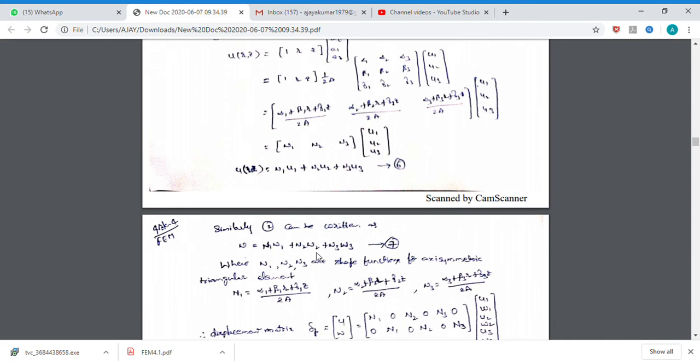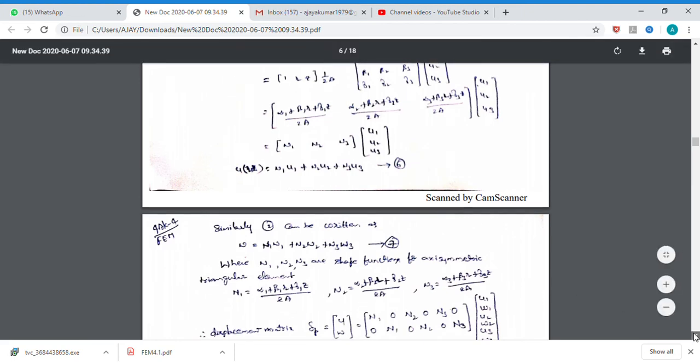So here the shape functions are N1 is equal to alpha 1 plus beta 1 R plus gamma 1 Z by 2A. N2 is equal to alpha 2 plus beta 2 R plus gamma 2 Z by 2A. N3 is equal to alpha 3 plus beta 3 R plus gamma 3 Z by 2A. We will get these particular shape functions, and we derived the displacement equations also.